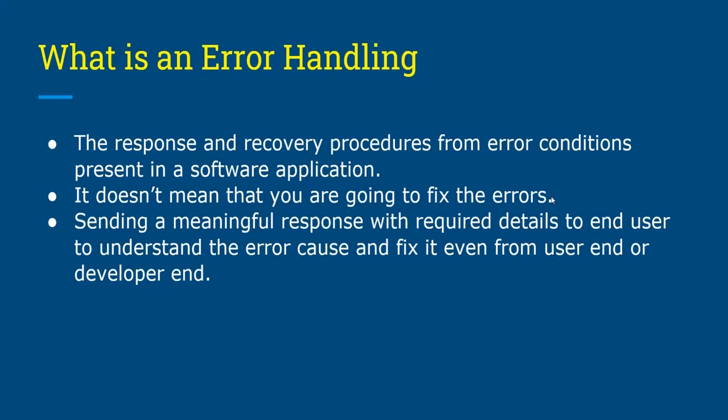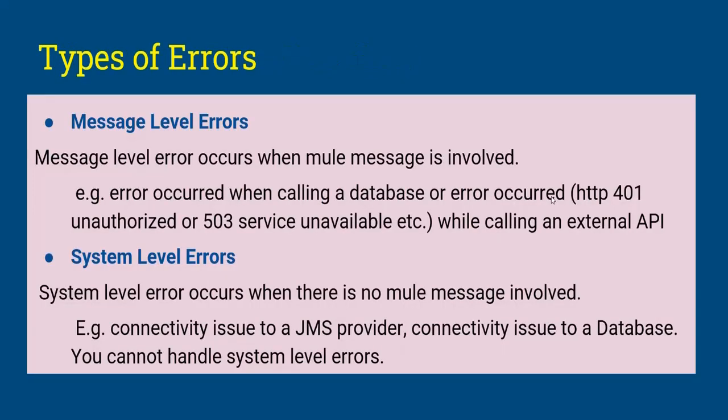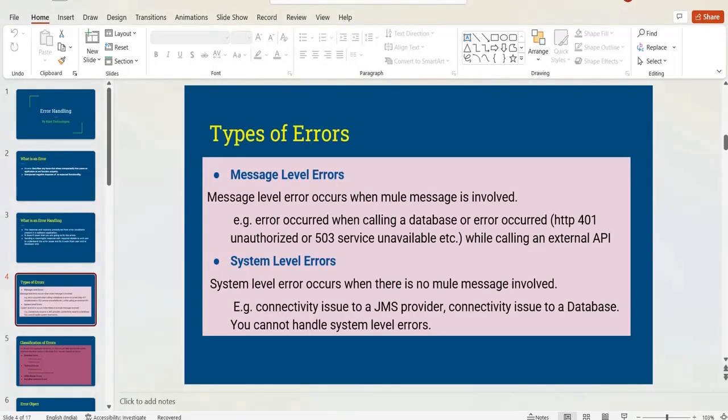Okay. What are the different types of errors in a coding language, maybe in MuleSoft, Java, or CPP? What are the different types of errors you can expect? These are the types of errors. One is message level errors. The second one is system level errors. So what are message level errors? If any message is involved in that particular error, it is nothing but a message level error. For example, if you are going to log in to any platform, let's take this example itself.